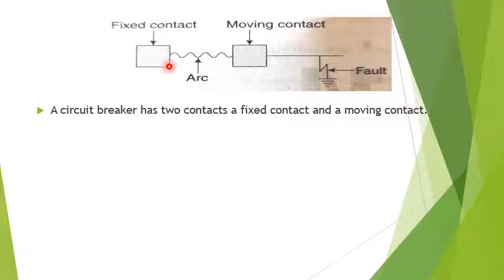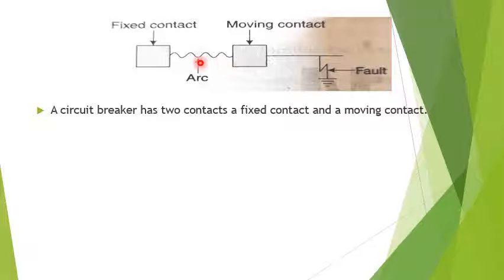Now, the circuit breaker chamber has two contacts: one is the moving contact and the other is the fixed contact. Whenever a fault occurs in the line, the contacts, which are placed in a closed chamber containing an insulating medium that can be a liquid, air, or gas, operate. Once the breaker operates and the moving contact moves away from the fixed contact, an arc is struck between these two contacts.